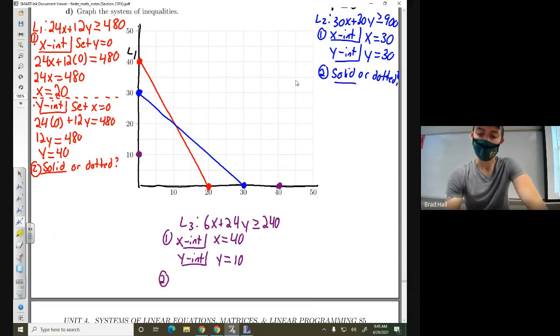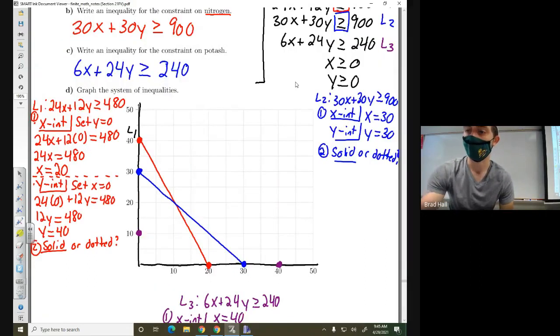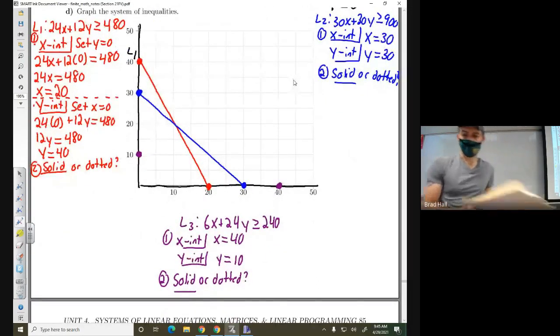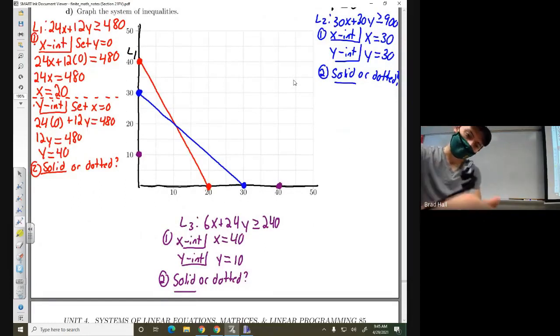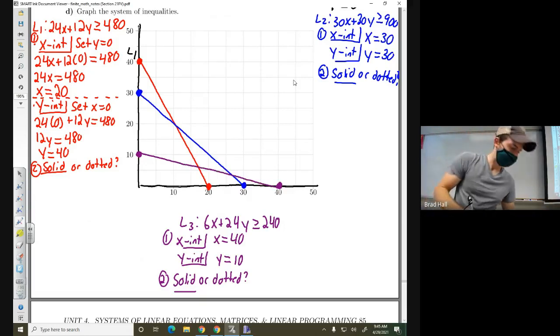Again, we ask ourselves, is the line solid or dotted? Well, the underlying inequality has an equal to part in its inequality symbol, so it's solid. And so yet again, we draw a solid line connecting these 2 points. So something like that.